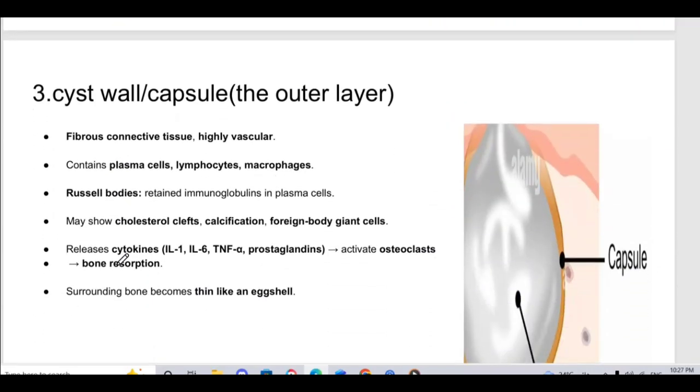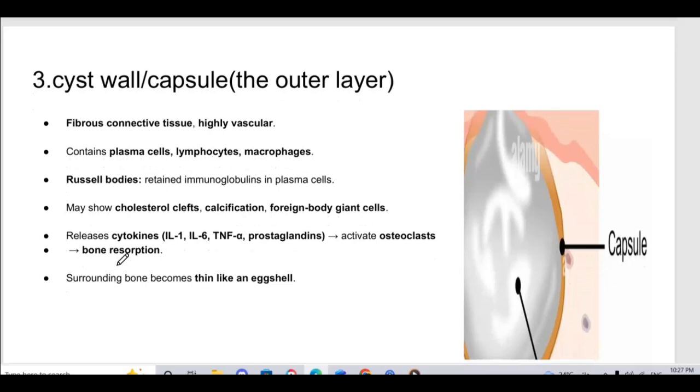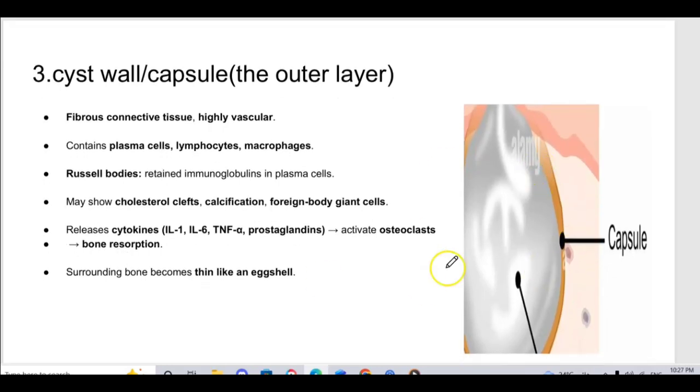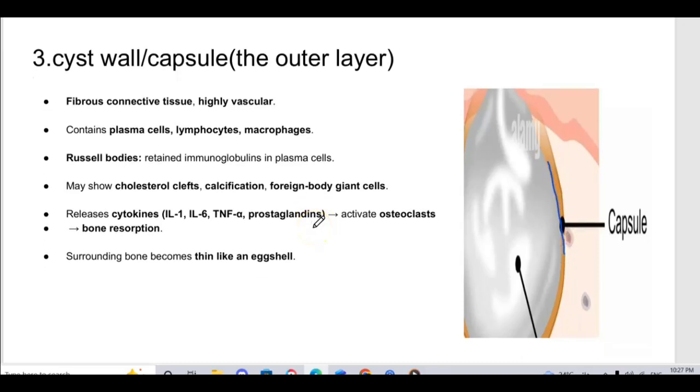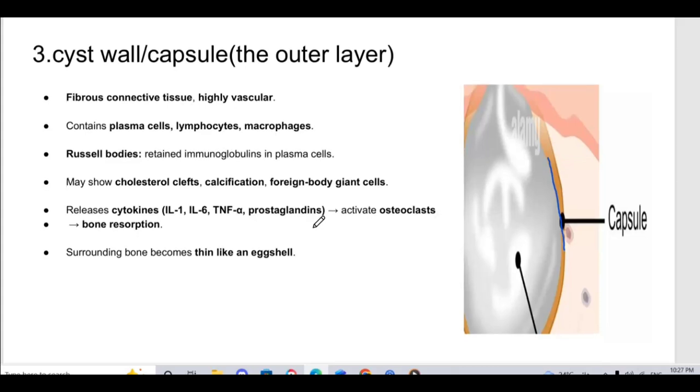So let's go to the last part of the cyst, which is the cyst wall or the capsule, as is apparent here. It's the outer lining of the capsule. Okay, it's formed of a fibrous connective tissue and is highly vascular because the inflammation has been going on here for a long period of time, and this is the most crucial area, by the way, in the cyst.